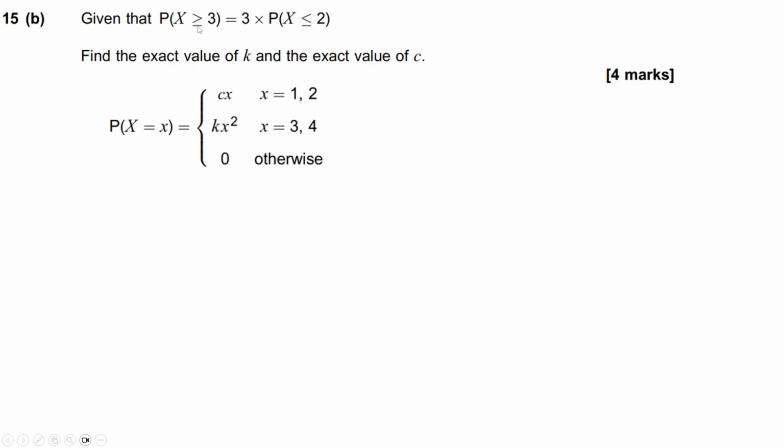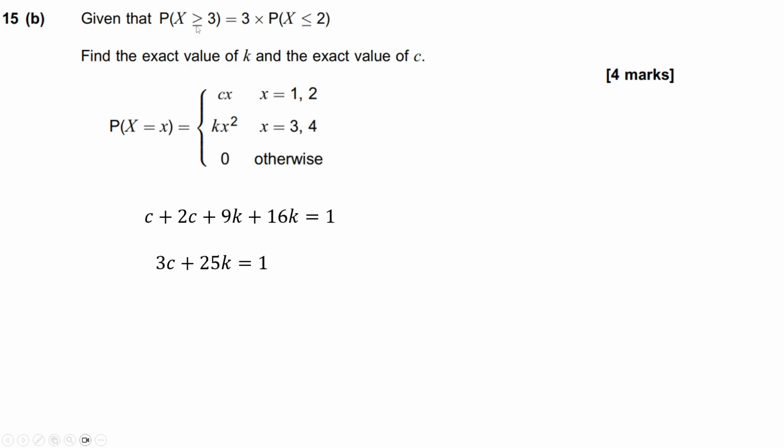Given that the probability that x is larger than or equal to 3 equals 3 times the probability that x is less than or equal to 2, find the exact values of k and the exact value of c. Okay, so first of all, probabilities will always add up to 1. So for every value of x, 1, 2, 3, 4, obviously after 4 it'll just be 0, so you don't even need to account for it. But plug in x equals 1, 2, 3, and 4 for each of these, and then add them all together, and then just collect like terms. Make it equal to 1 because it's probability.